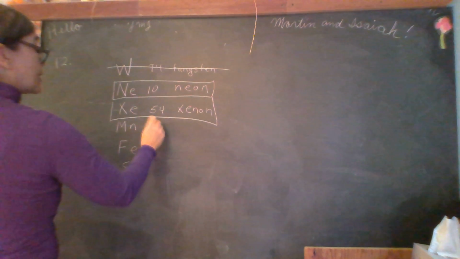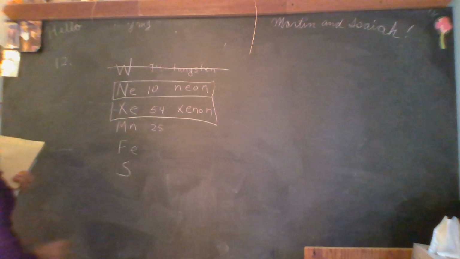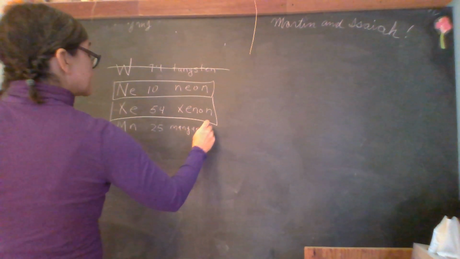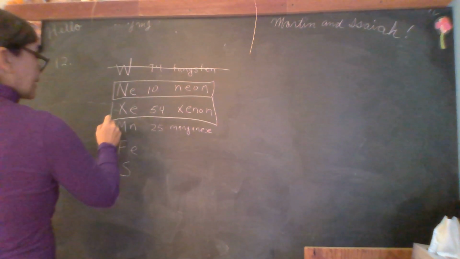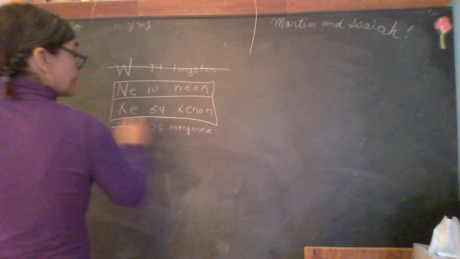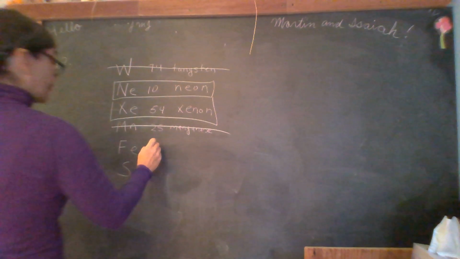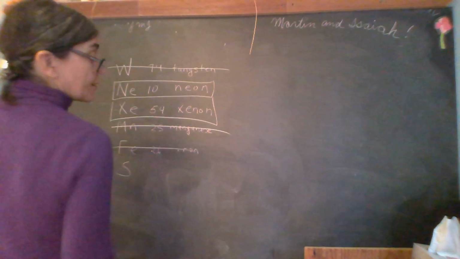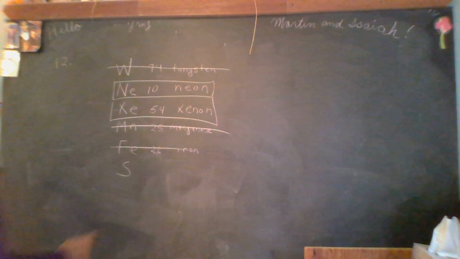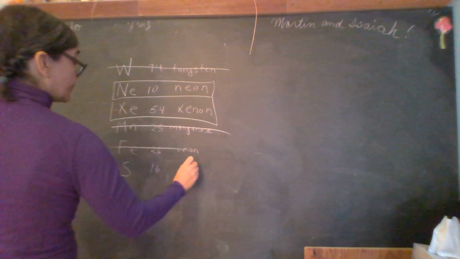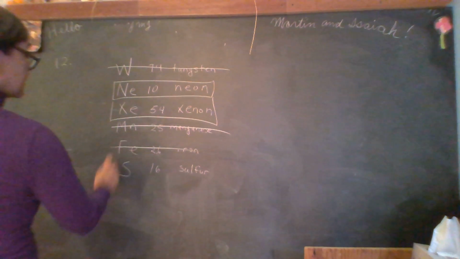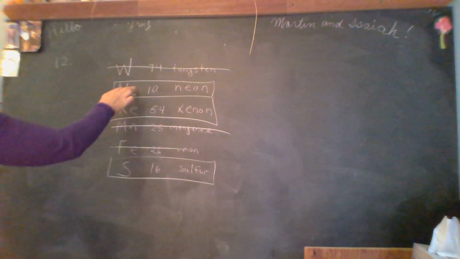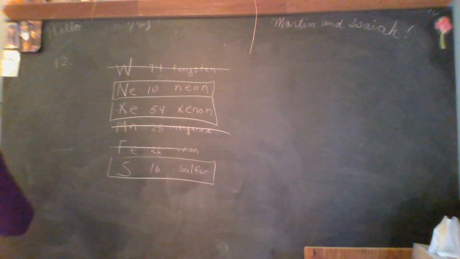Okay, Mn, number 25. If you find it in the periodic table, you see that it's manganese. Not magnesium, manganese. It is a metal, not a nonmetal. Fe, number 26, right next to it, is iron. We all know that is a metal, so it is not a nonmetal. S is 16, sulfur, and it is a nonmetal. So of these 6 elements, neon, xenon, and sulfur are nonmetals.